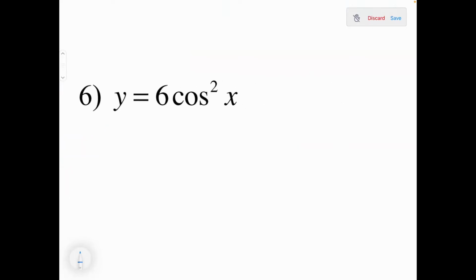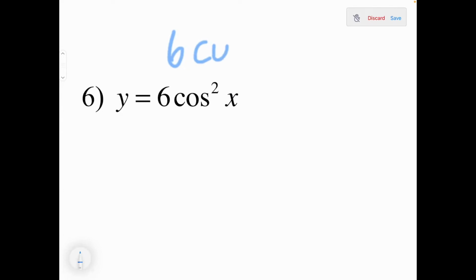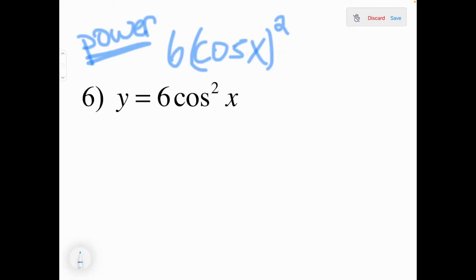All right, this problem right here is a little bit different than the one we just did. The one we just did, the x was being squared. And in this case, the entire cosine is being squared. So we would look at this as a power rule. We're going to take the derivative of something to the second power. We're going to multiply by the 6. We're going to subtract 1.